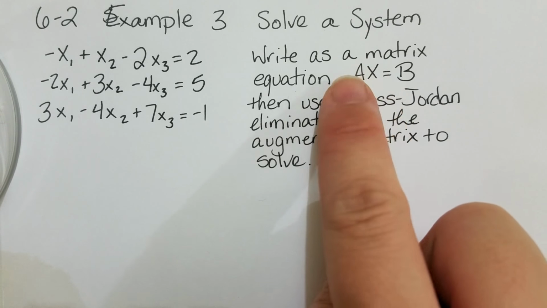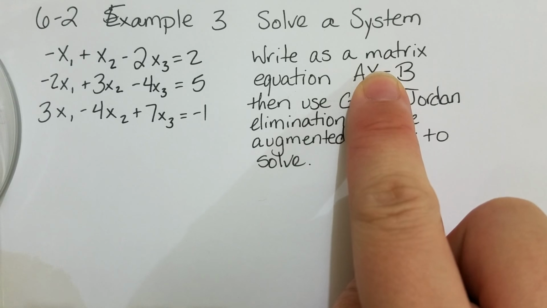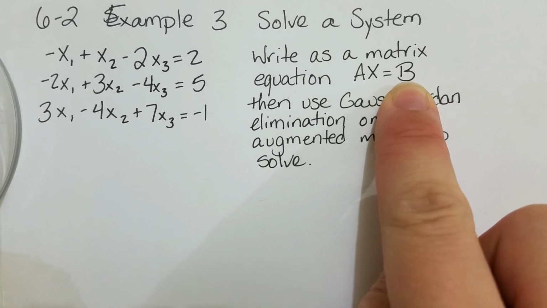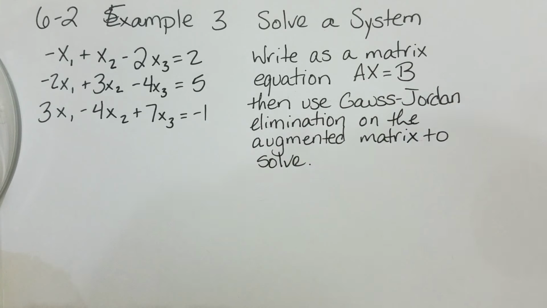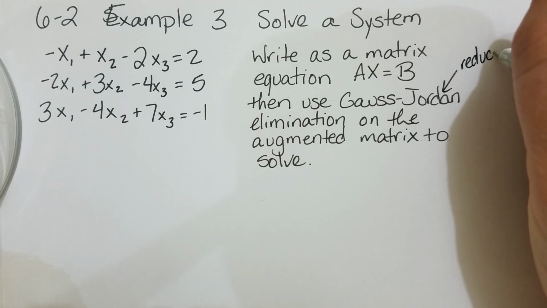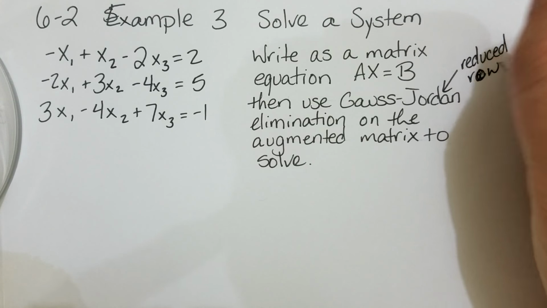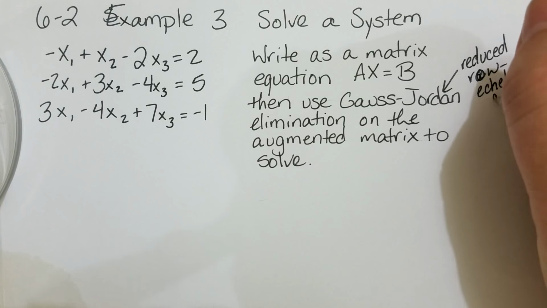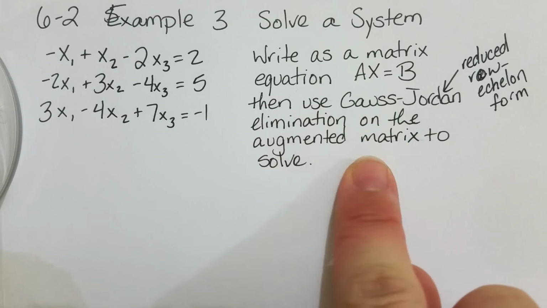Notice they used the big letter A, so that's one of the matrices, times X, which is basically your unknown matrix, equals B. Then use Gauss-Jordan elimination. So remember, Gauss-Jordan elimination is the one where you have to get it in reduced row echelon form. And what that means is it should have all zeros and ones. And you're going to use Gauss-Jordan elimination on the augmented matrix.